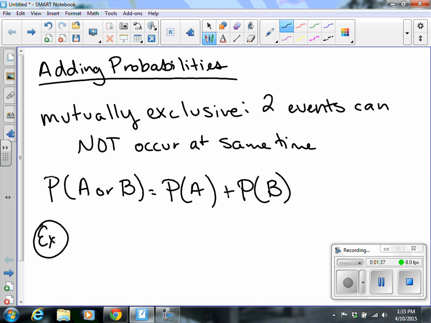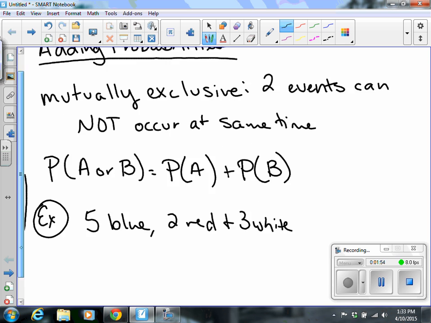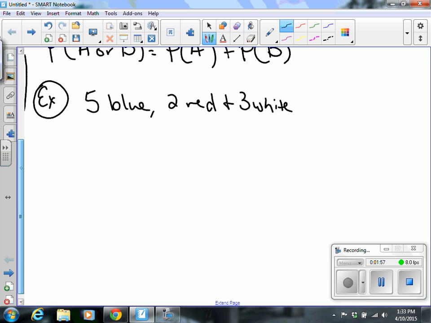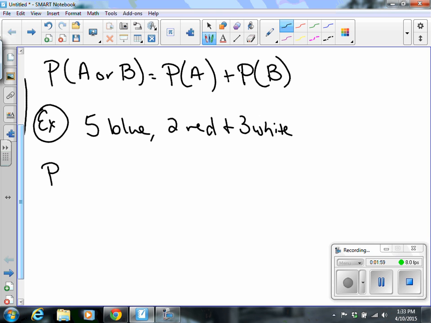So for instance, I have a bag of marbles in which I have 5 blue, 2 red, and 3 white. With this being said, I want to know the probability of selecting a blue or white. Okay, so what we need to do, we need to break this down in what's the probability of the blue, what's the probability of our white one.